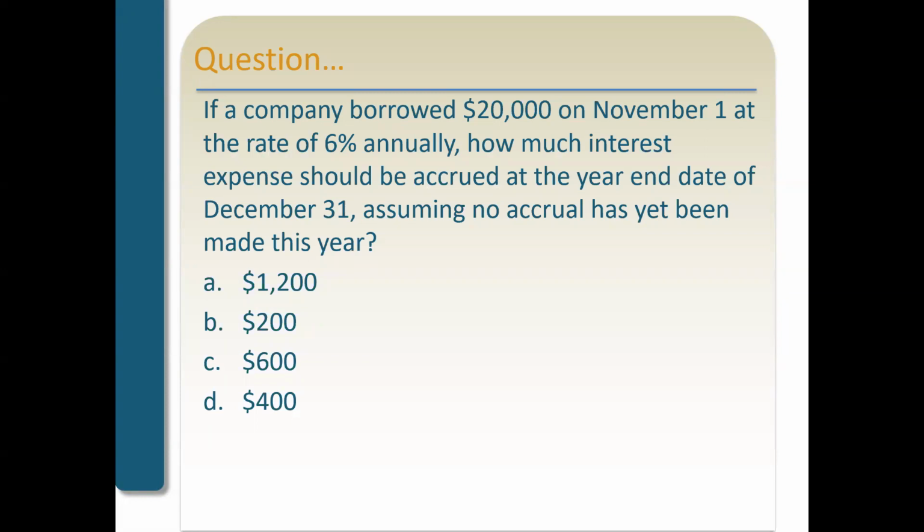Guys, try this one. Put this in the chat box. If a company borrowed $20,000 on November 1st at the rate of 6% annually, how much interest expense should be accrued at the year-end date of December 31st, assuming no accrual has yet been made for the year? How many months? The first thing you've got to think of is how many months are we accruing for? 2 months.